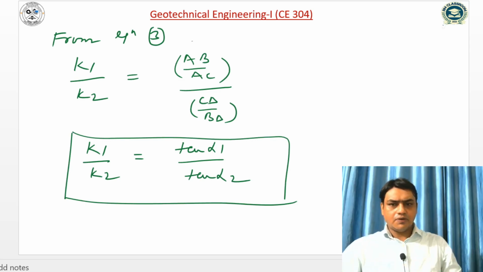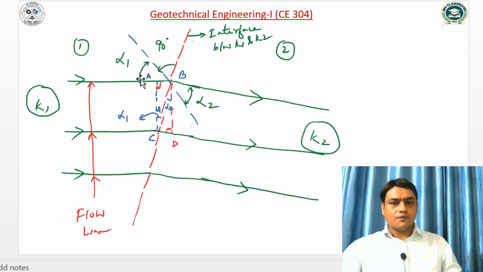So here K1 is the coefficient of permeability of soil 1 and K2 is the coefficient of permeability of soil 2. Similarly, alpha 1 and alpha 2. Alpha 1 is the angle between the flow line and the normal line in soil 1, and alpha 2 is the angle made by the flow line and this normal line for soil layer 2.